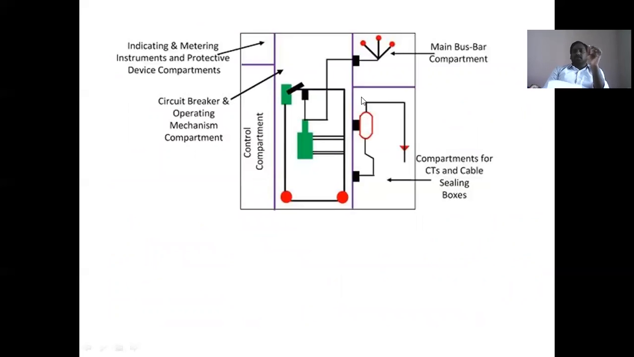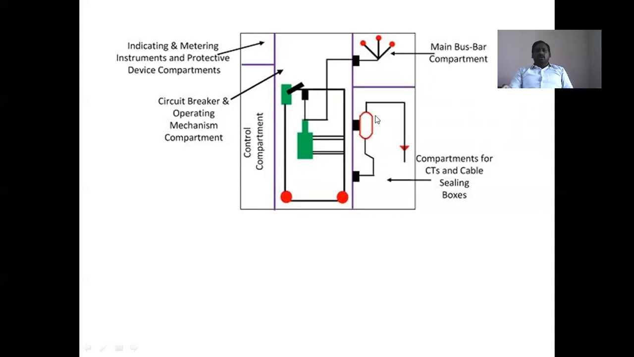So see here. This is the basic layout of a substation. The first part, or first system, of the substation is the control compartment, to control the voltages, currents, and main system operation. Next, indicating and metering instruments and protective device compartments. Here, the indicating and metering instruments indicate or measure the voltages, currents, power, and frequency.